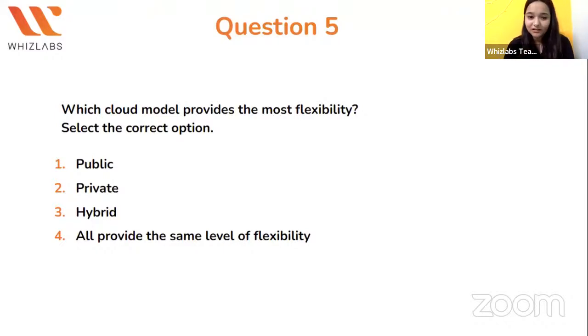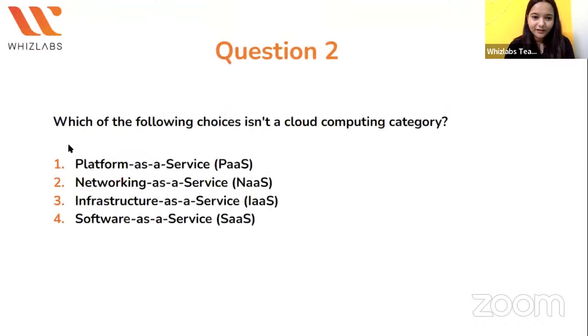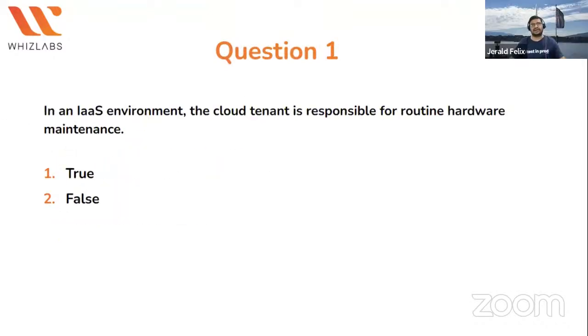All right, now it's time to reveal the answers. Jerald, would you go to question 1 and start revealing the answers for each question, please? Okay, so the first thing is, in an IaaS environment, the cloud tenant is responsible for routine hardware maintenance. It's not true. It's not the tenant, it's the cloud provider responsible. As we see, in IaaS the hardware will be maintained by the cloud provider like Azure and GCP. So here the answer is false.